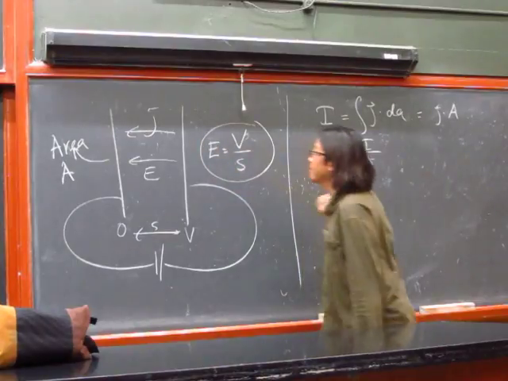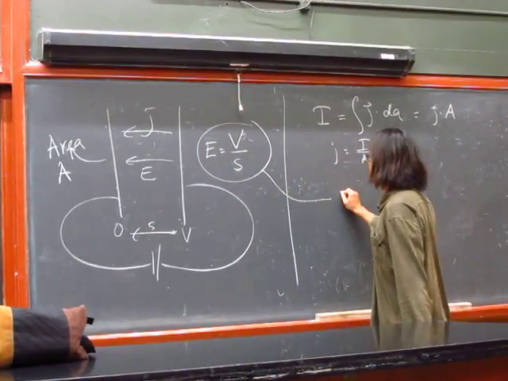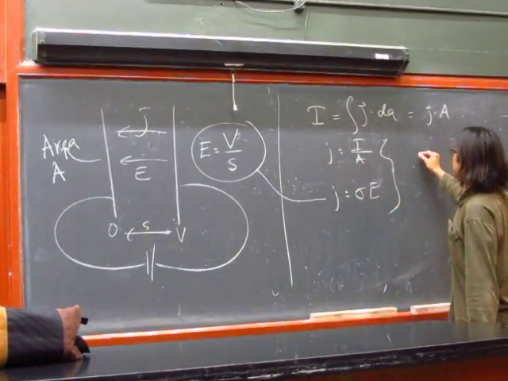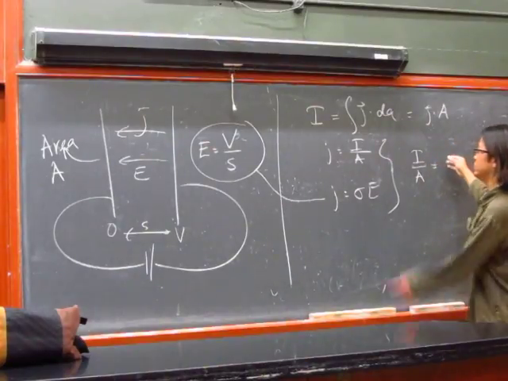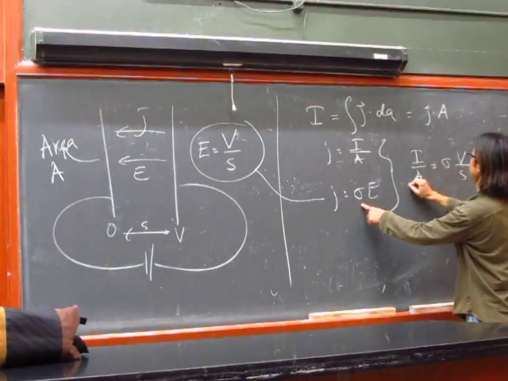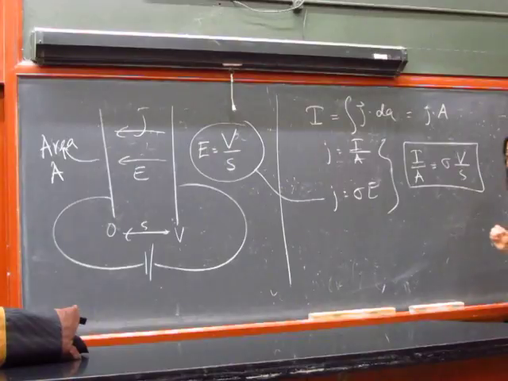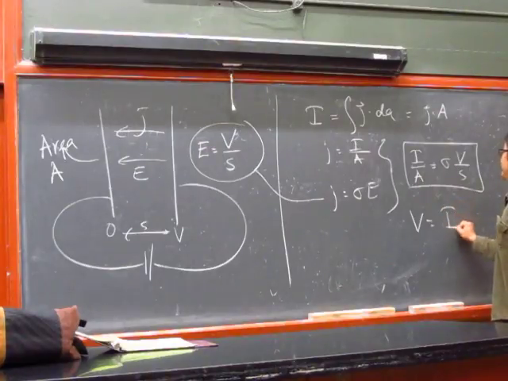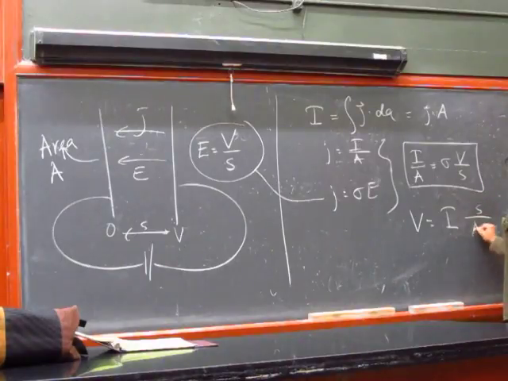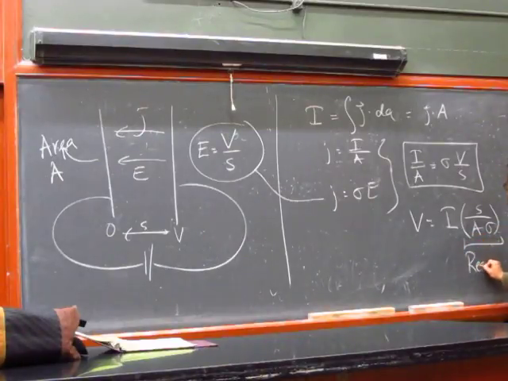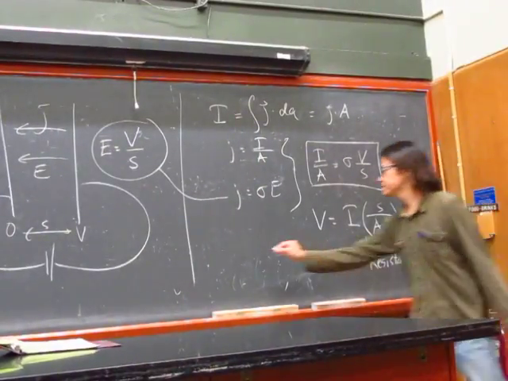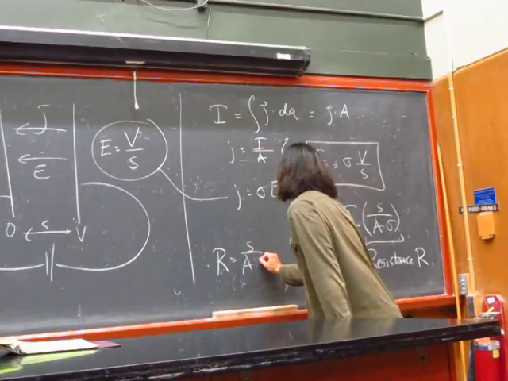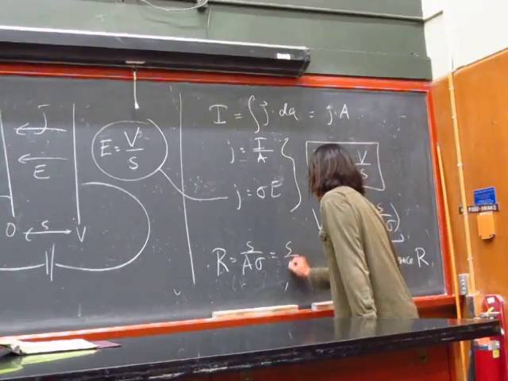And then the electric field is given by that. Combining these expressions, you know that J is equal to sigma E. Combining all three expressions, what you have is I over A is equal to sigma V over S. Then V is just I times S over A sigma, and this is defined to be the resistance. R is given by S over A sigma.